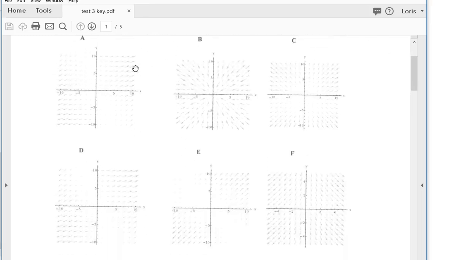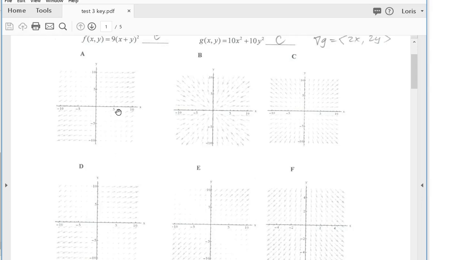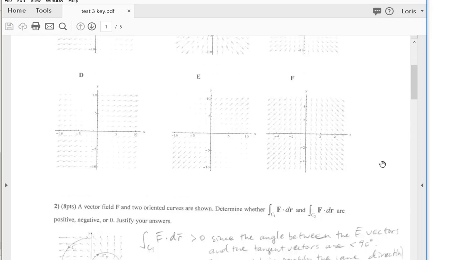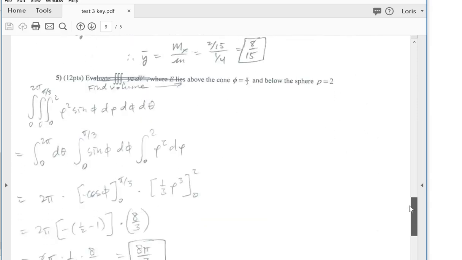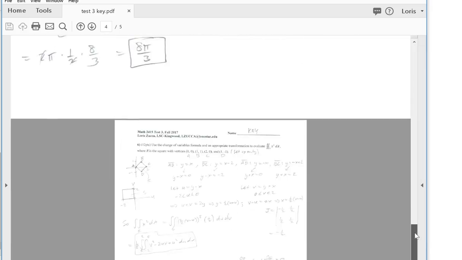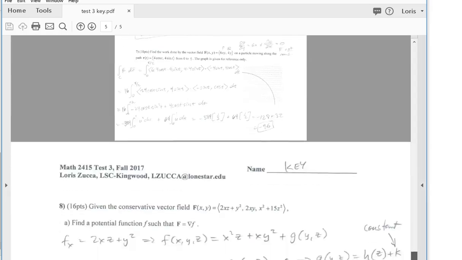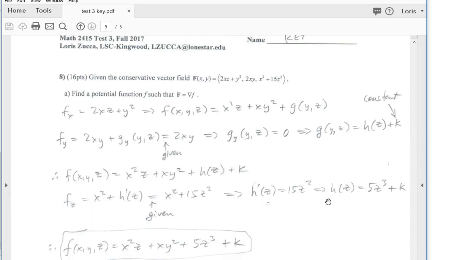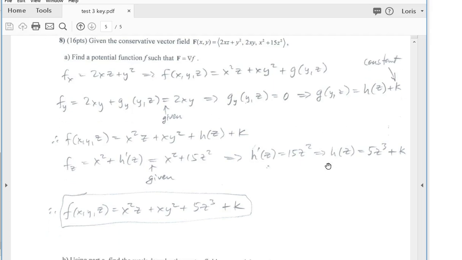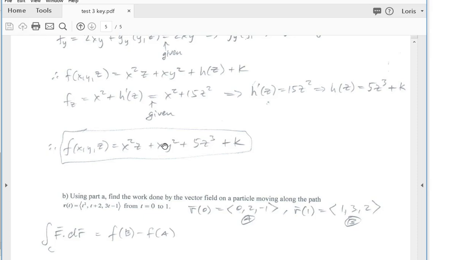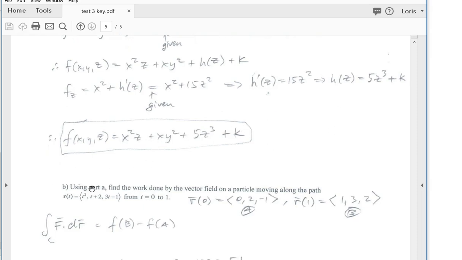By the way, I screwed up, but these two vector fields were the same. I don't know if you noticed that. So we go and go and go. All right, it's the last problem, right here. It says F is a conservative vector field, so you can find a potential function f, which a lot of people did. You did a great job on this. And then it says, using part A, find the work done.